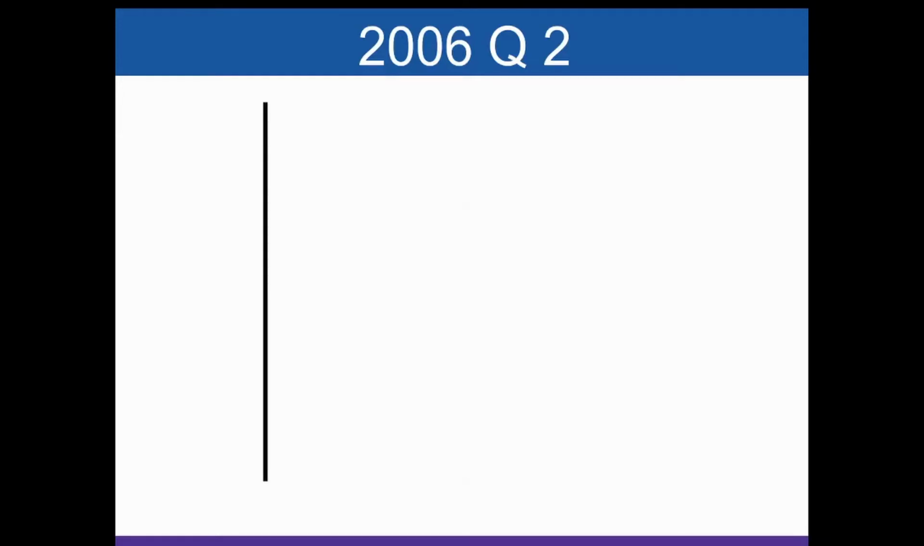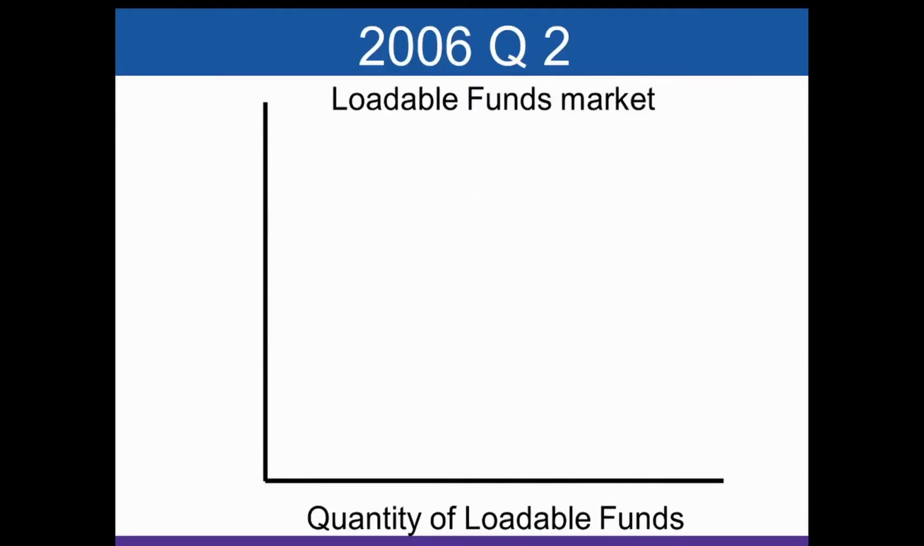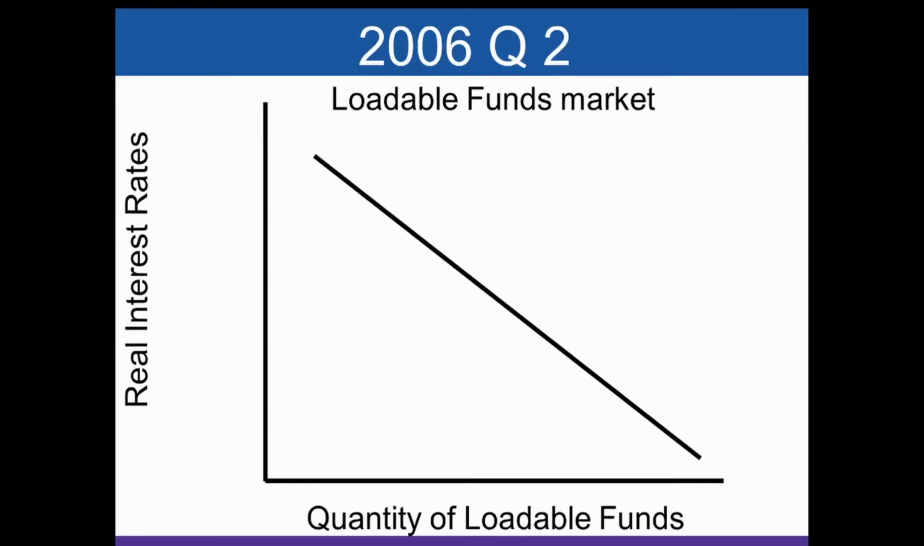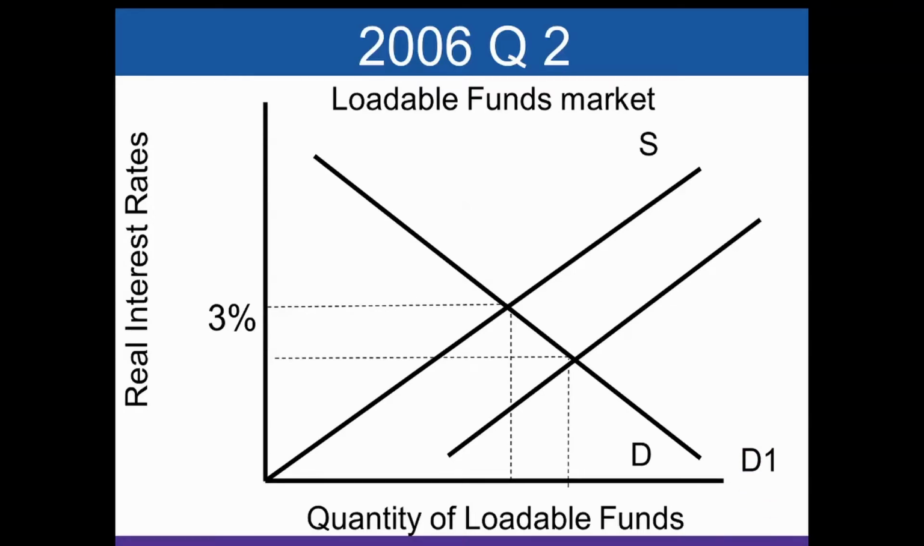Okay, so we remember that the savers, we've talked about this in other questions, right? Loanable funds market, quantity of loanable funds, then we get the real interest rate. Okay, we have a real interest rate of 3%. All right, and then what happens is there's more people saving, so the supply of loanable funds increases. Okay, causing real interest rates to fall.